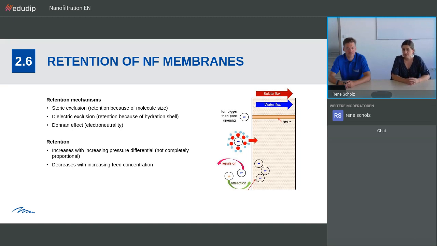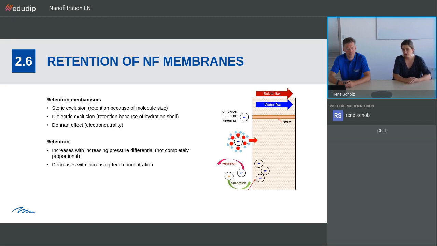The salt passage is a bit dependent on the pressure, but not so much. Mainly it is dependent on electric attraction or rejection, so it does not depend very much on the pressure. What happens if we ramp up the pressure is that water flows faster, or there is more water flow, but there is just a tiny bit more salt flow or salt passage. So in the permeate, we have a lot more water and just a bit more salt. So in total, we have an effect of more retention and less passage of salts with increasing pressure.